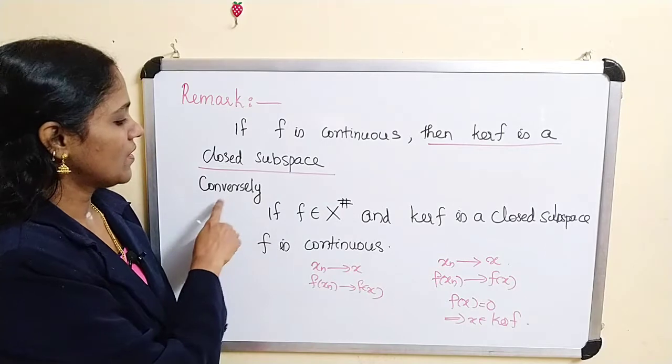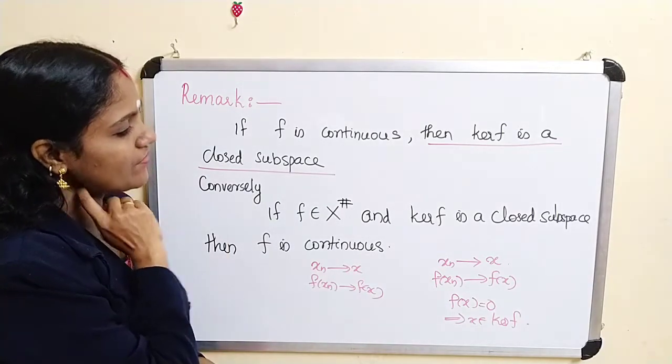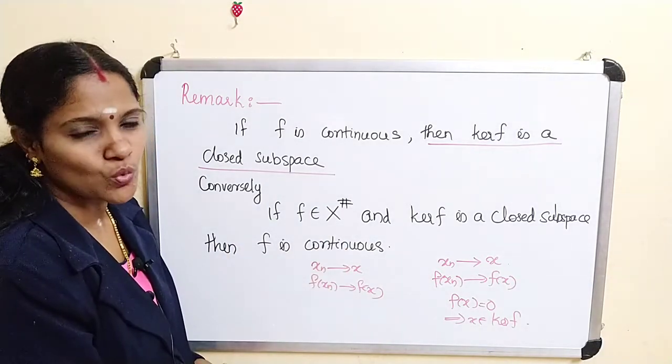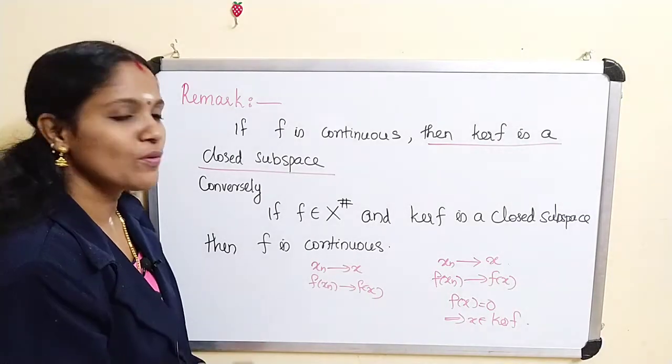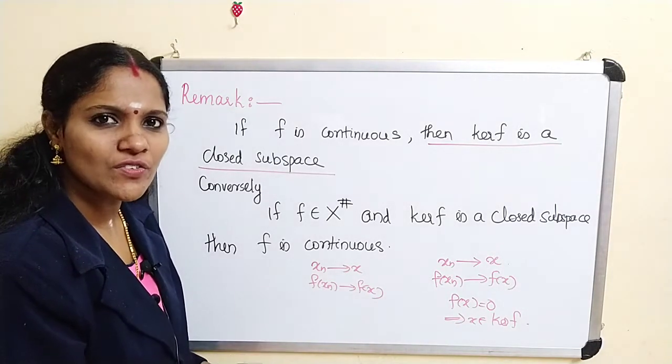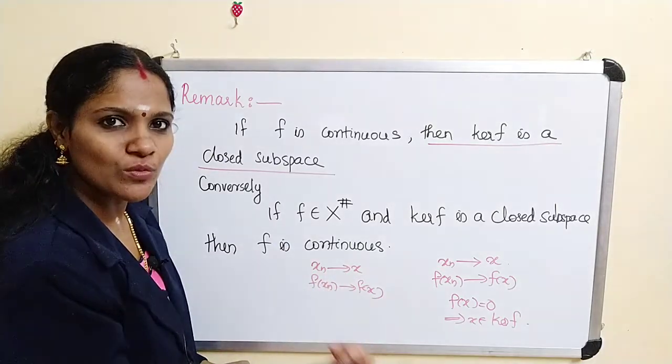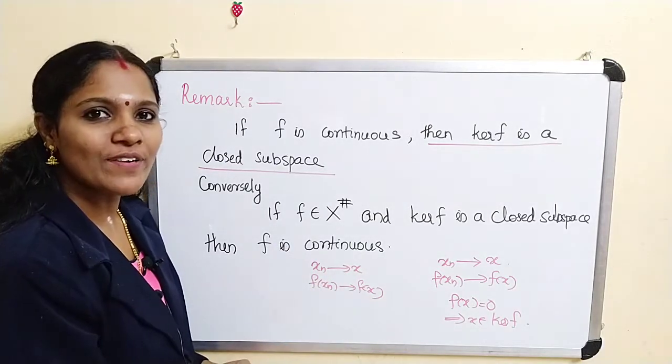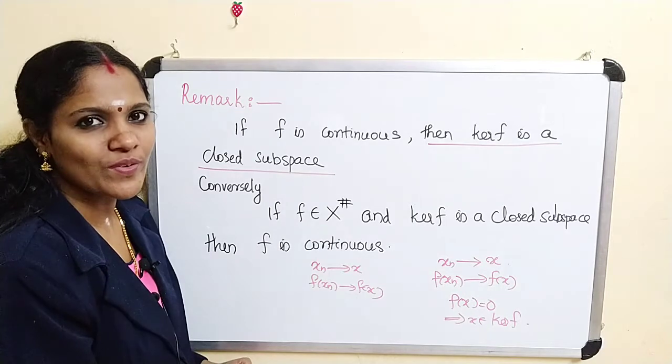Clear? Now the converse part. Suppose f is a linear functional and kernel f is a closed subspace, and we have to prove f is a continuous function. So to prove f is a continuous function, we have to prove, suppose xn converges to x, we have to prove f of xn converges to f of x.